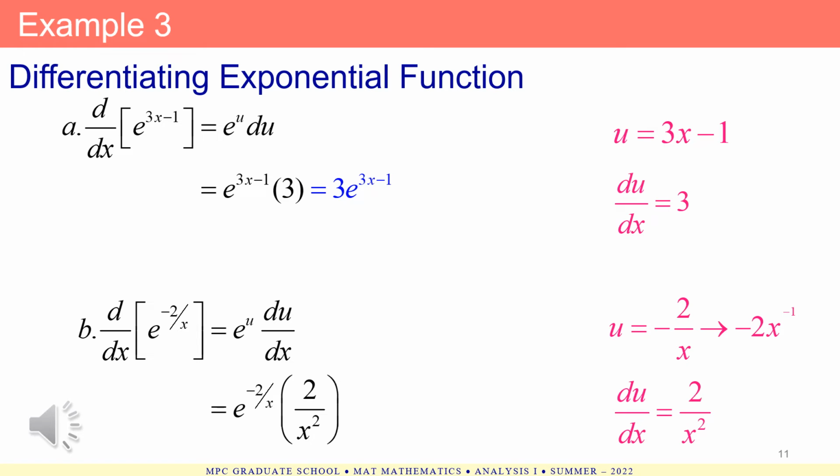So just substitute u and then du over dx. So our final answer is 2 over x squared times e raised to negative 2 over x. Our final answer is 2 over x squared e raised to negative 2 over x.